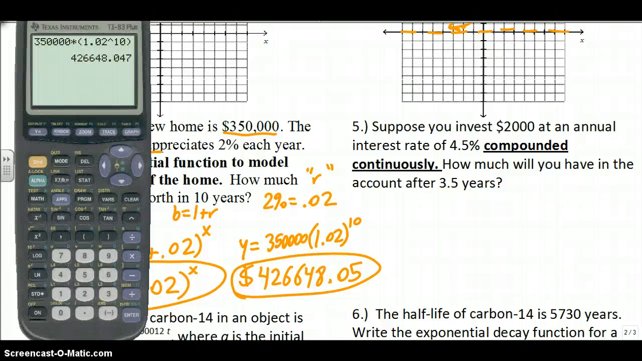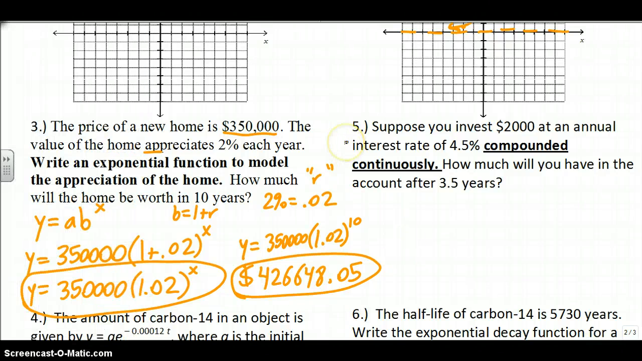Okay. Number 5, suppose we invest $2,000 at an annual interest rate of 4.5%, compounded continuously. Very important. Compounded continuous interest is a PERT, right? Our principal is $2,000. E is a number on your calculator. R is the interest rate, so 4.5% will translate to 0.045, and then T will be 3.5.